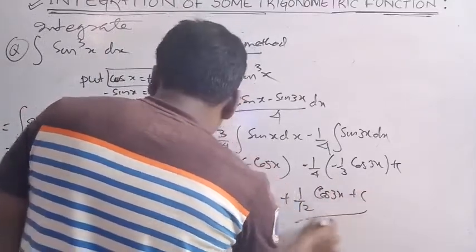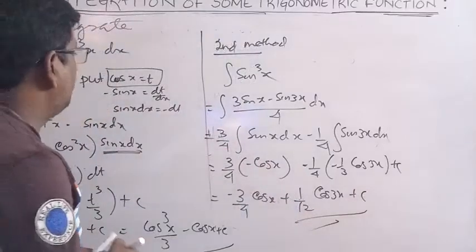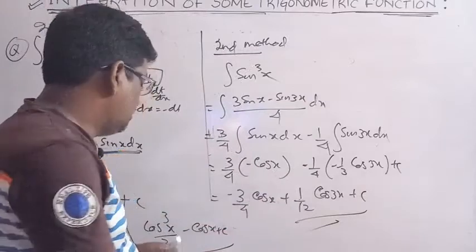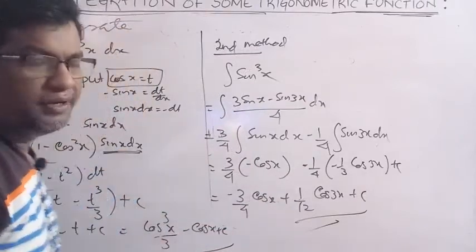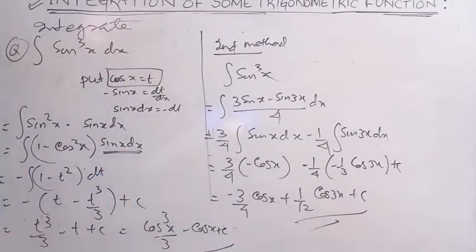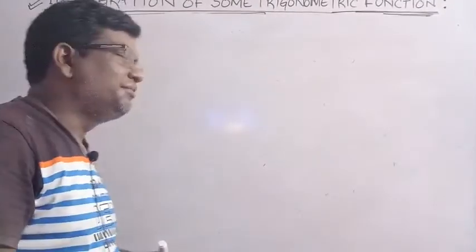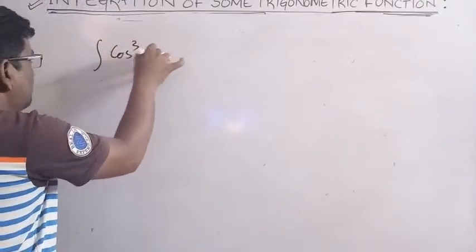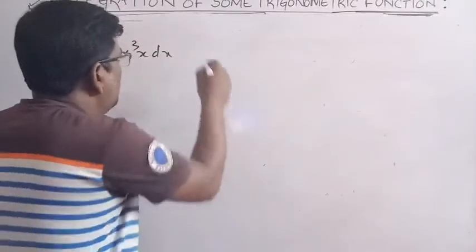This is the answer. Same question, same answer. If we make a transformation, then we will get this same answer. Similarly, integration of cos cube x dx. We know the first method.